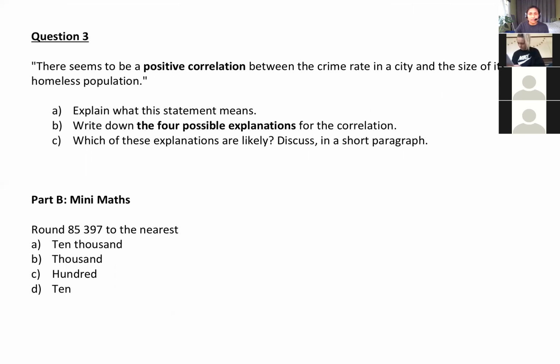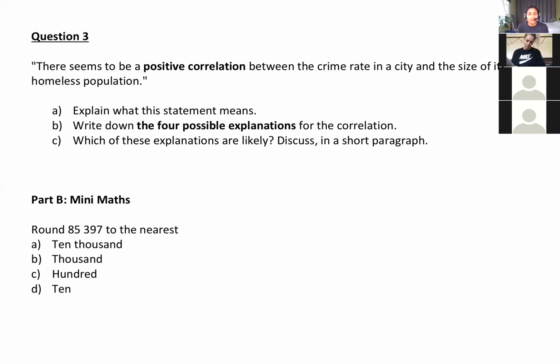Question 3 points out a correlation between two things, and it says there's a positive correlation between the crime rate in a city and the size of its homeless population. The first part of answering this question asks you to explain what that statement means. So what I'd like you to do there is to think about, also, the statement has a bit of statistical jargon in it. It says there's a positive correlation.